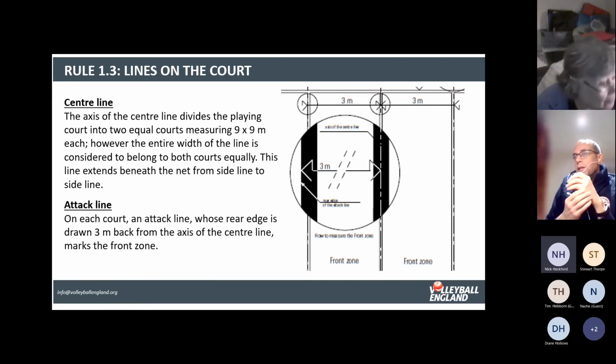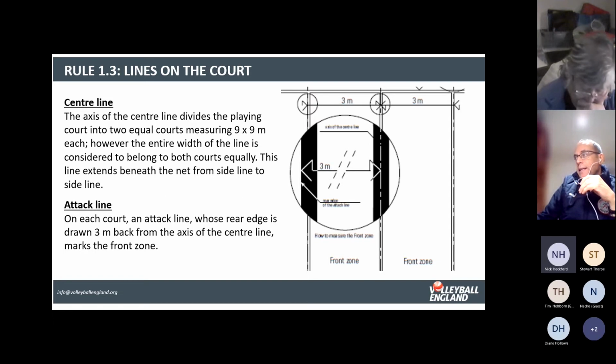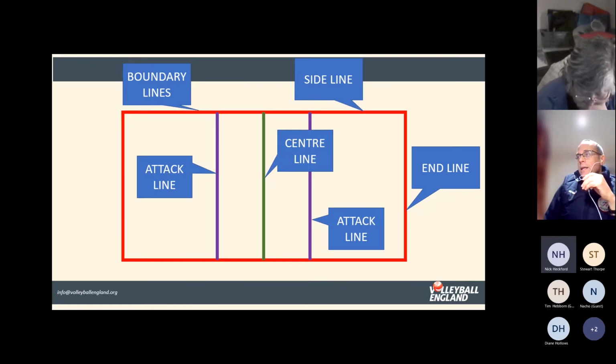So here is a useful diagram that shows the center line and the fact that the attack line is 3 meters from the middle of the center line, and that the attack line is drawn 3 meters back, and that the center line actually has this imaginary line down the middle. This is the space which is determined as a front zone, but we'll get to zones in a moment. So that's effectively the lines on the court.